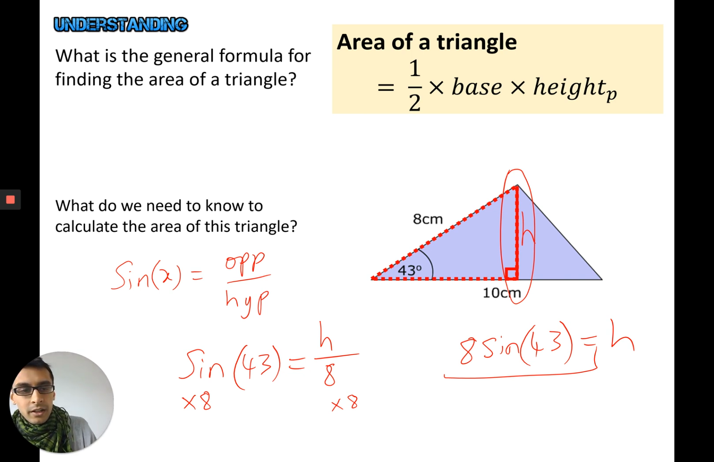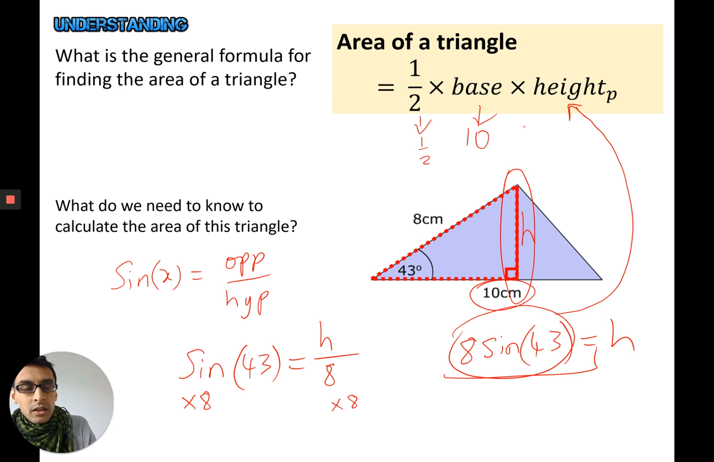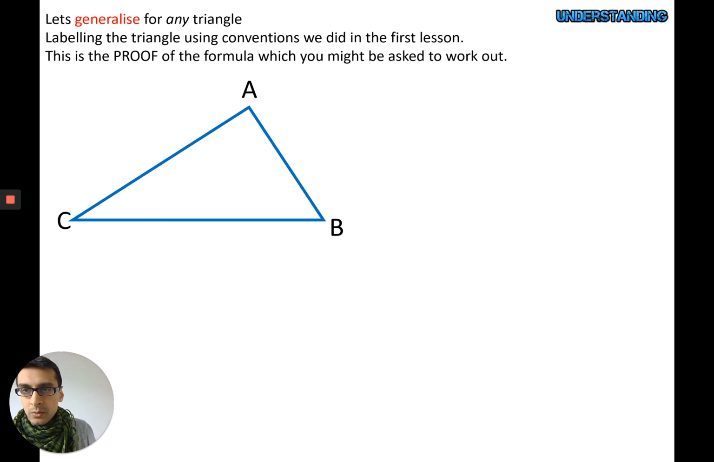Now that you have your height, we can actually substitute this into that formula. You've got your height, you've got your base, which is 10, and then half is just a half. So you can actually use trigonometry to work out areas. Now, this is an example with specific numbers. What we need to do is generalize for any triangle.